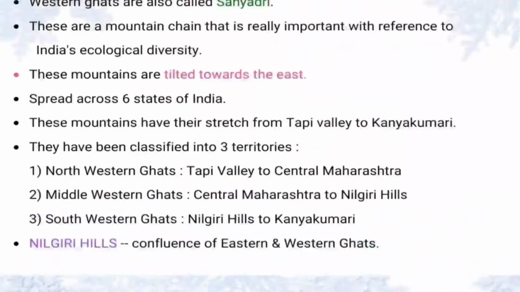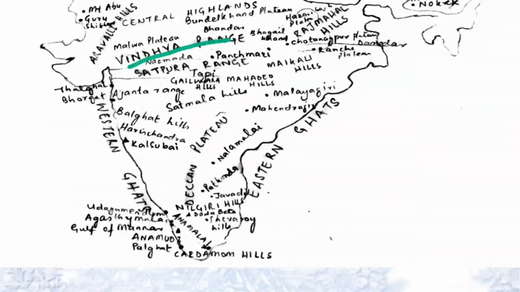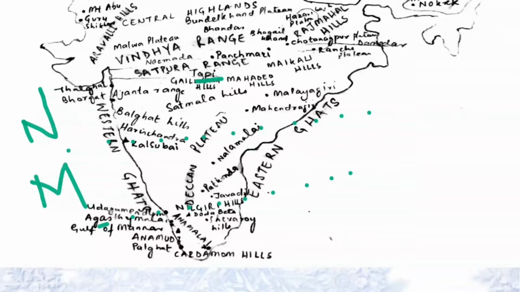Let's have a look at the map. As you can see on the map, this is the Vindhya range and this is the Satpura range. In between the two flows Narmada, and below Satpura flows the Tapi river. So this is the Tapi Valley. From Tapi to the central Maharashtrian range, we have the Northern Western Ghats. From central Maharashtra to the Nilgiris, we have the Middle Western Ghats, and from the Nilgiris to Kanyakumari, we have the Southern Western Ghats. Let's start with Northwestern Ghats.